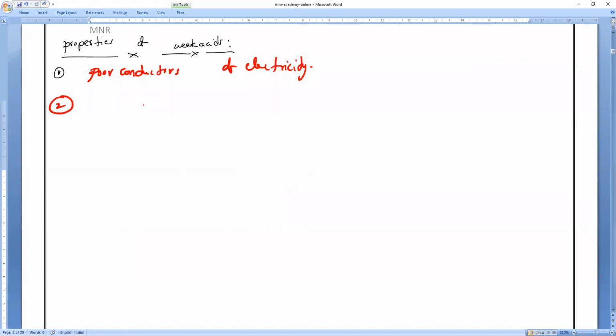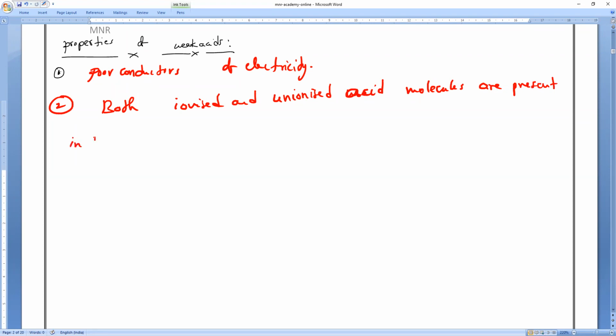Next, the second property. This is very, very important for you. Both ionized and unionized acid molecules are present in the aqueous solution of the weak acids. So that is what you have to remember.